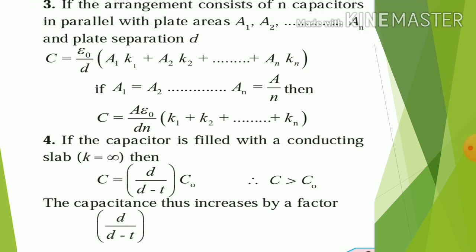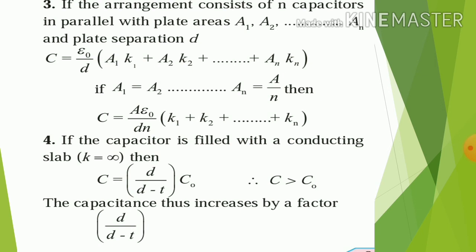Then we study special case number 3. If the arrangement consists of n capacitors in parallel with plate areas A1, A2, up to An, and plate separation, that is the distance between the two plates, is d, then the resultant capacity C equal to epsilon 0 upon d in brackets A1 K1 plus A2 K2 plus and so on plus An Kn.